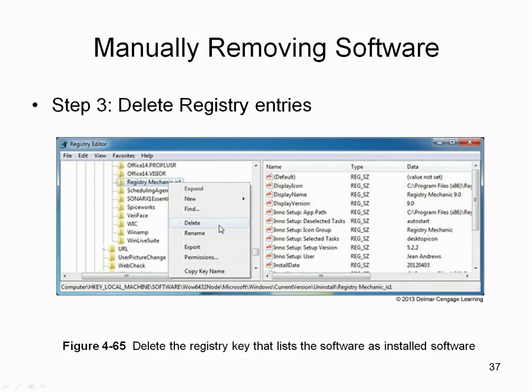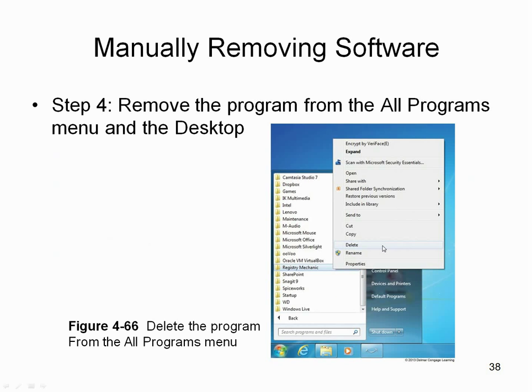Editing the registry can be very dangerous, so do this with caution and be sure to back it up first. Follow the steps that are highlighted in your textbook on pages 204 to 205 in deleting the registry entries. To remove the program from the All Programs menu, right-click it and select Delete from the shortcut menu, as shown in Figure 4-66. If the program has shortcuts on the desktop, delete these as well.